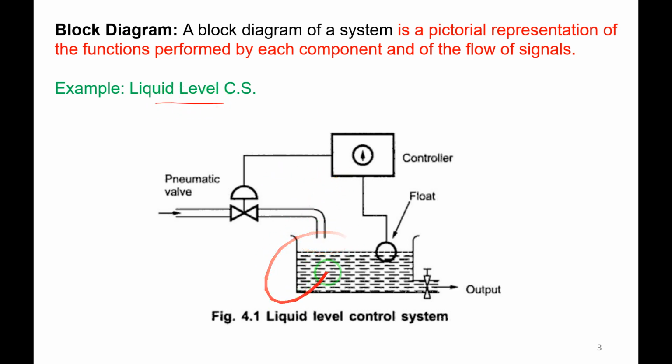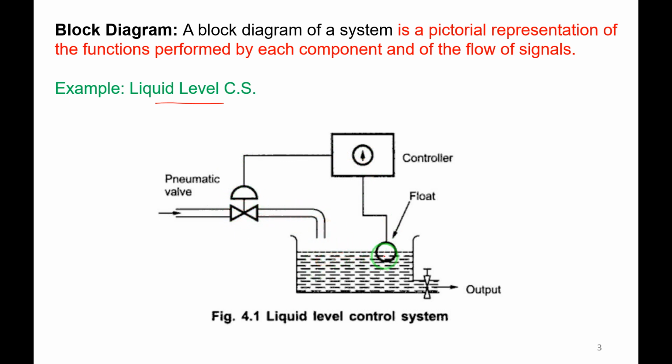We can observe here in the liquid level control system there is a tank filled with water. There is a controller which is responsible for opening and closing of this pneumatic valve. Whenever this valve is open, the water will flow into the tank. Whenever the valve is closed, the water will not flow into this tank. And there is a float to measure the liquid level in the tank. If the tank is full, then the valve has to be closed. So the controller will issue the command to the pneumatic valve so that the valve is closed and the water will stop flowing into the tank.